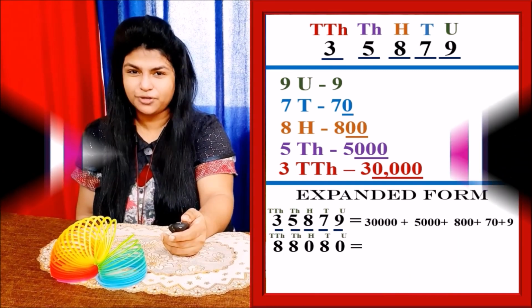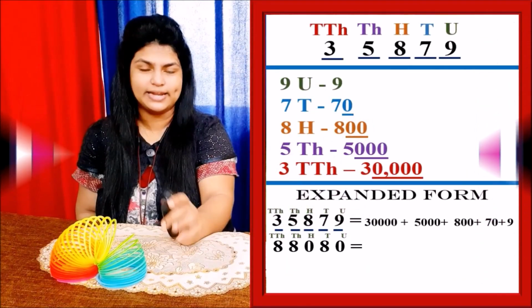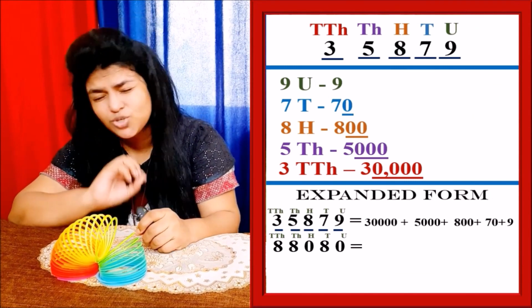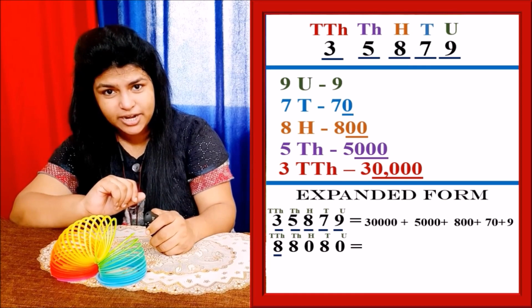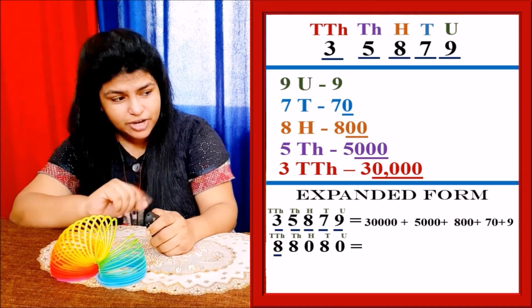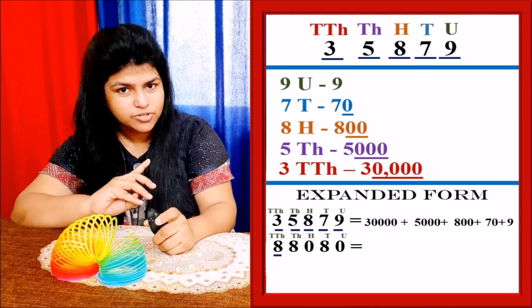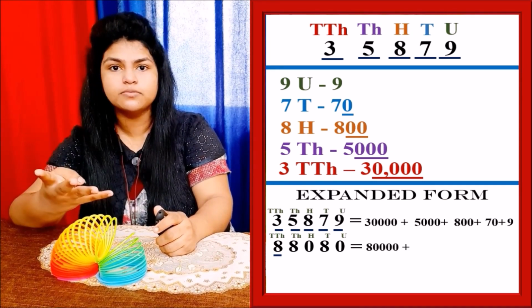Remember, I have a small trick for you. If you're not able to understand anything, this is the trick which will work, because expanded form is so simple. Now, the first number is 8, correct? After 8, how many numbers are there? 1, 2, 3, 4. 4 numbers. So, 4 zeros. Simple. 8 and 4 zeros.